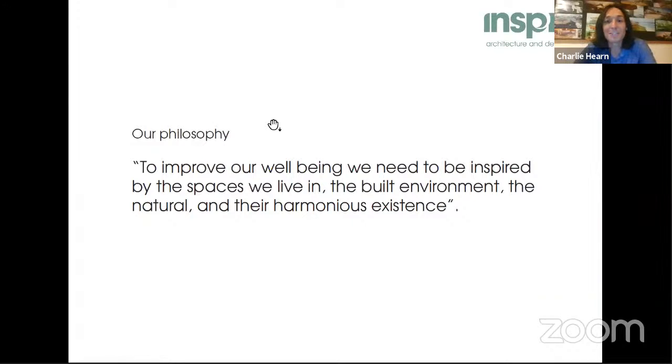So as you mentioned our philosophy, I'll bring this up again because I always think it's a nice way to set the scene for our design prerogative. To improve our well-being, we need to be inspired by the spaces we live in, the built environment, the natural, and their harmonious existence.